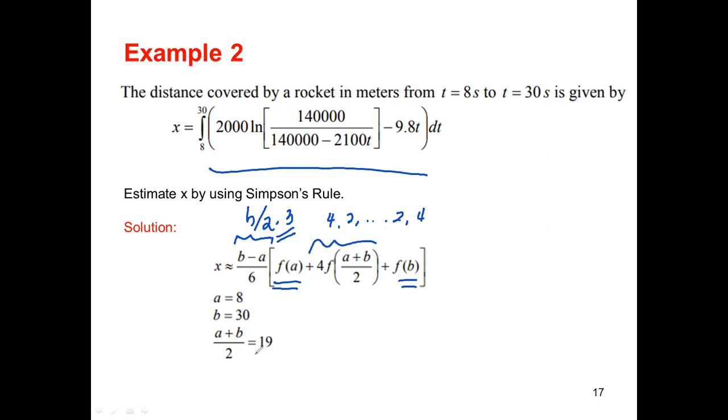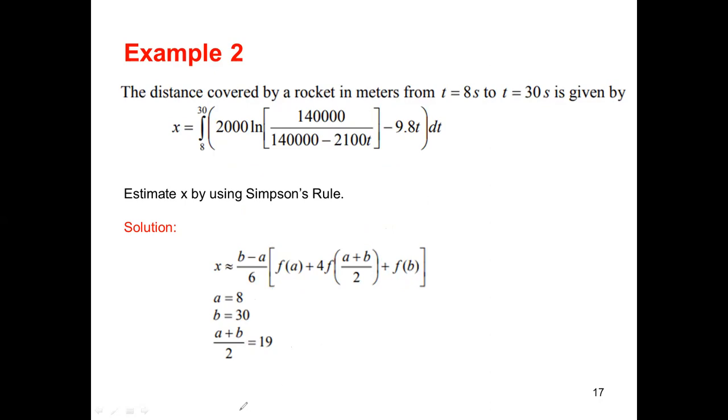Okay? Now, your a is 8, your b is 30. If you add the two and get the average, that would be 19. Okay, 19. Now, how do we apply these values that you have here? Okay, I will clear markings here. We'll proceed.